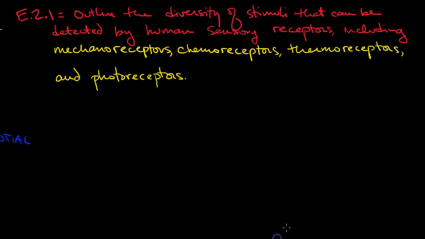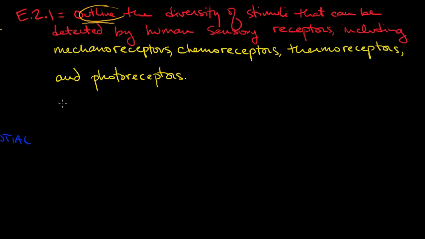And again, this is outline the diversity of stimuli that can be detected by human sensory receptors, including mechanoreceptors, chemoreceptors, thermoreceptors, and photoreceptors. And so just want to make a quick point to identify the command term of outline. Really what we need to do is, it's not just a list, it's an explanation, providing an example or a location and a function, and those are all things that are required for our answer here.